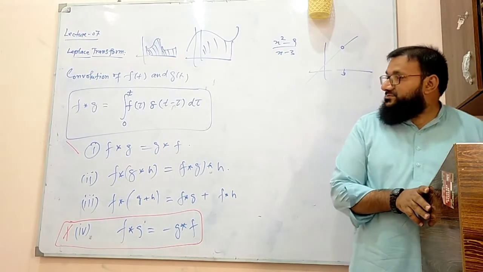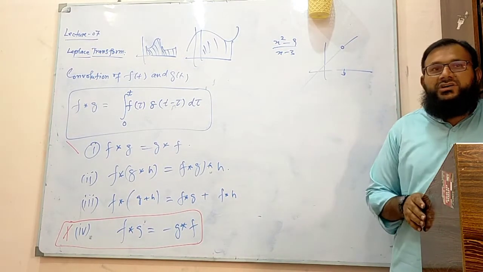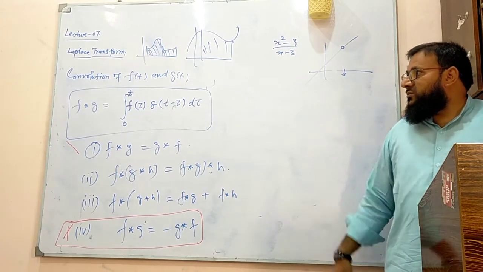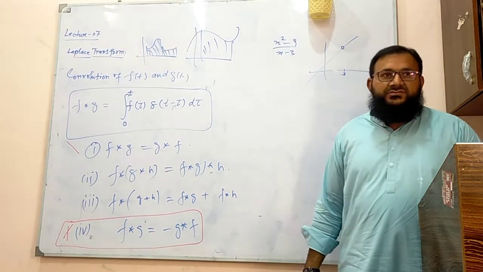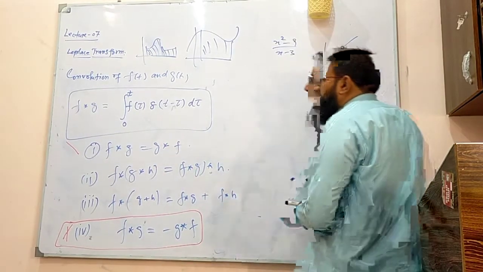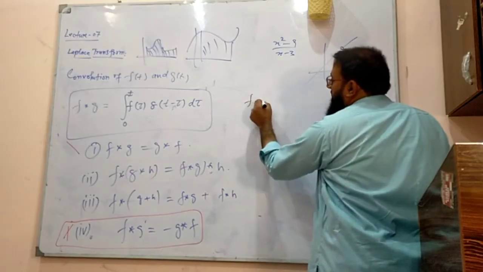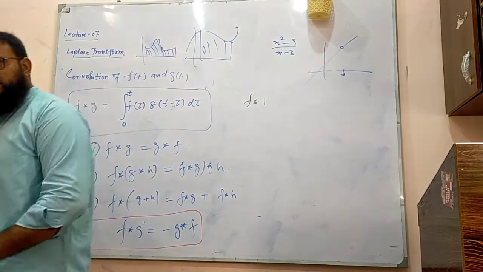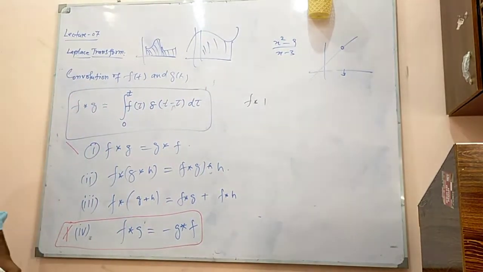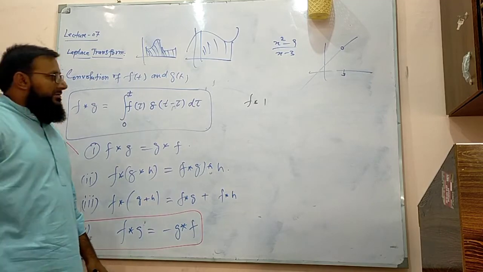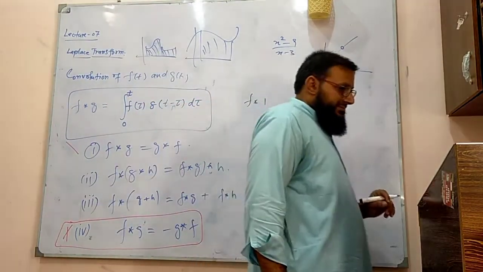Okay, so this is how we define the convolution of two functions. If we know this, we can simply do lots of things. For example, it is not restricted to f convolution g, but you can also ask what is f convolution 1. Can we find out this thing?